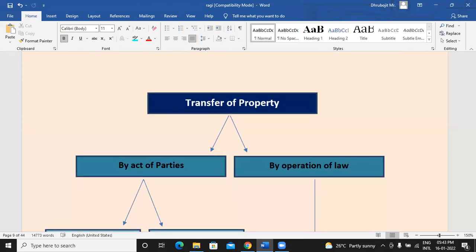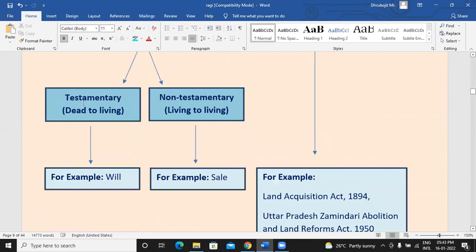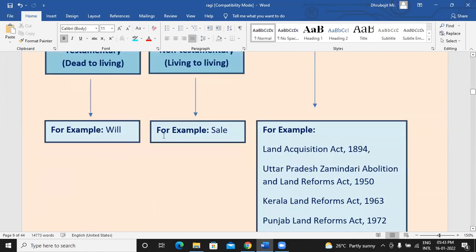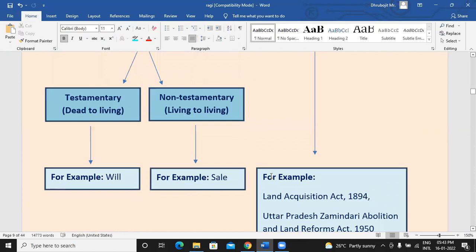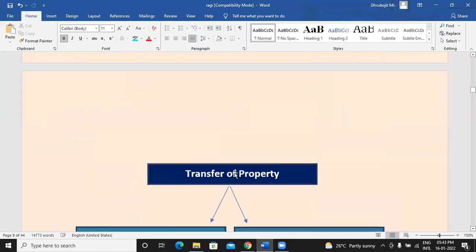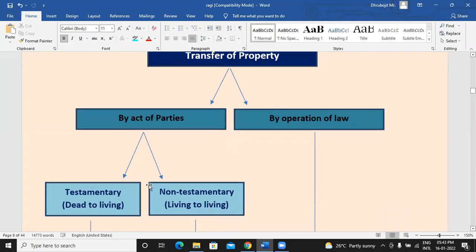Yeah, transfer of property. There also we saw that there may be act of parties or by operation of law. When we talk about act of parties, it may be by way of testamentary or non-testamentary, right? Non-testamentary, when we talk about this, the Transfer of Property Act comes into application. That Act talks about different modes of non-testamentary alienation or transfer of property, which will be by act of parties.